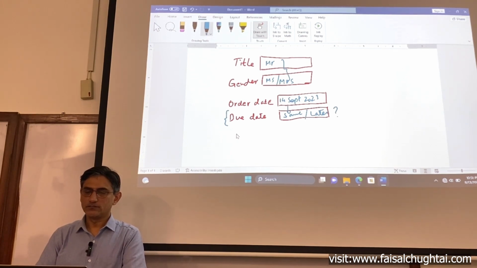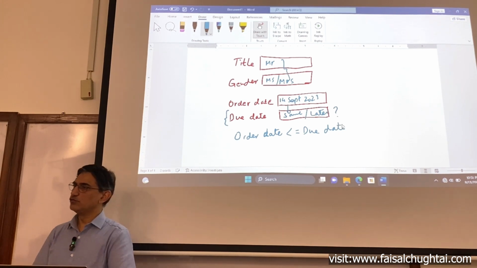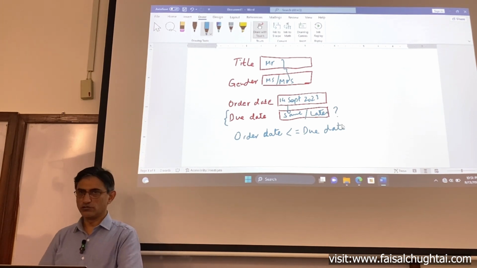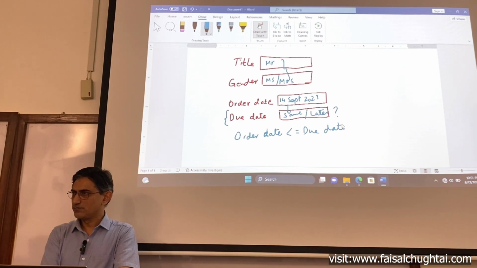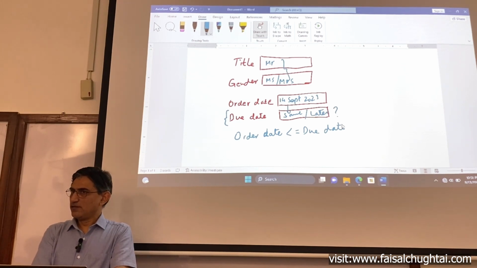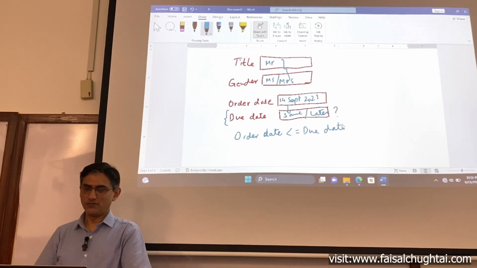order date is less than or equal to the due date. How simple is this to be put into the program? And it would check this. It will make sure that wherever this rule is violated, it will give an error message. Makes sense? Very good. Okay.